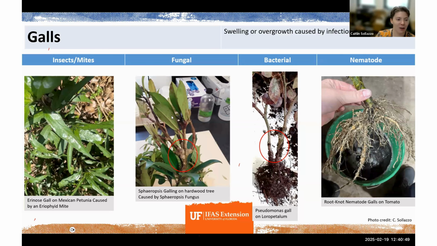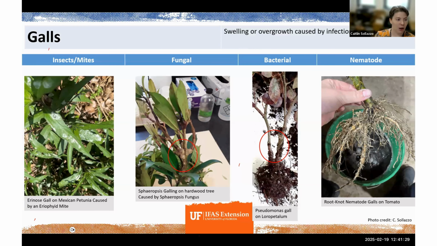Galls. I love galls. It's like a special place in my heart because there's so much we don't know about galls, and that fascinates me. I love not knowing things sometimes. Galls are broadly defined as swelling or overgrowth caused by infection. This can be caused by insects, mites, fungi, bacteria, nematodes, they can all cause galls. Some part of the tissue gets swollen. An important thing to note is that this is plant tissue, so the pathogen interacts with the physiology of the plant and causes the plant to produce these.